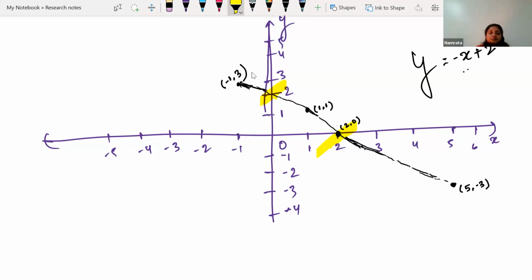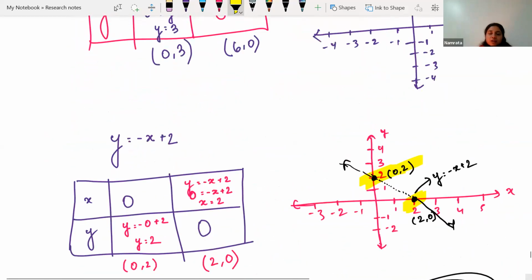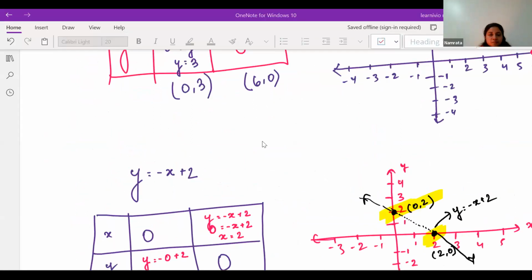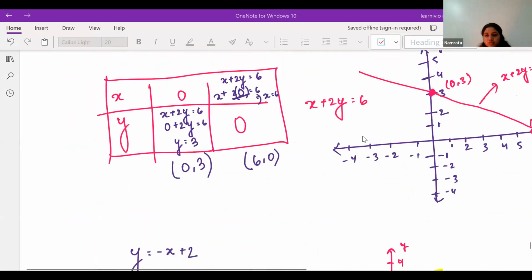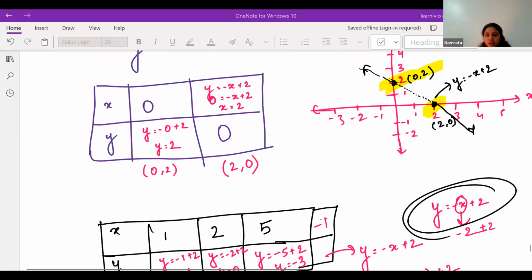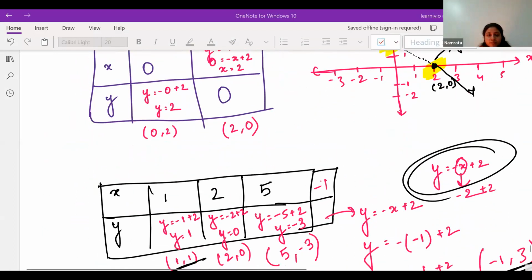Okay, is it clear to everyone? We are done with this part. Yes, Reem, I have explained it one more time. Is it clear now? Let me know.